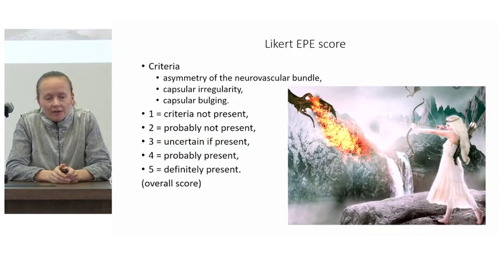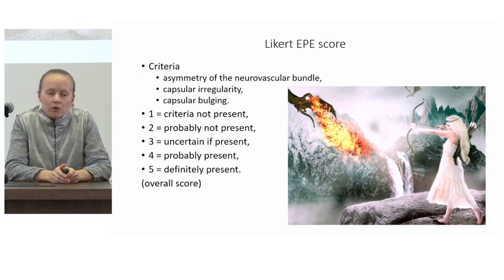The next one is Likert. Likert is something not so popular and something more subjective. It's an alternative, but if you like it, you're not far from reality either. They use more or less the same criteria, and their grading system looks like that. 1, criteria not present; 2, probably not present; 3, uncertain; 4, probably present; and 5, definitely present.